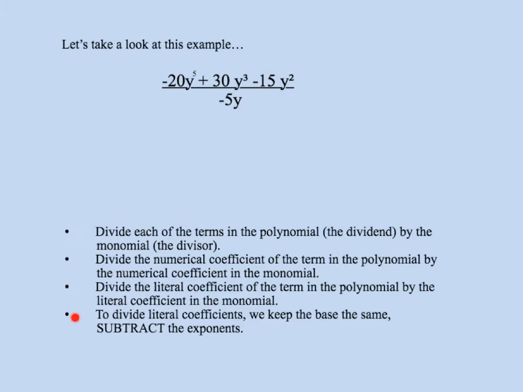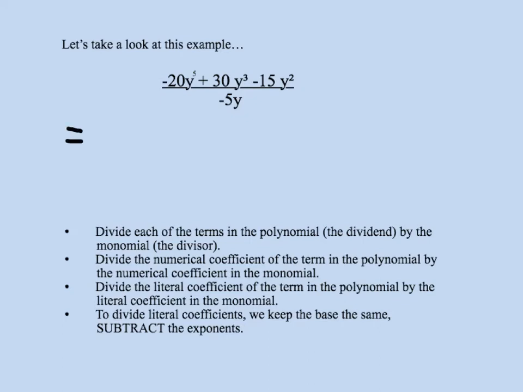And when we're dividing the literal coefficients, we keep the base the same, subtract the exponents. We learned to do that when we were learning the laws of exponents. So let's go ahead and take a look at this example. We have negative 20y to the 5 plus 30y cubed subtract 15y squared. This is divided by negative 5y.